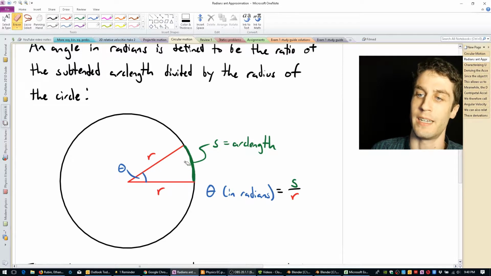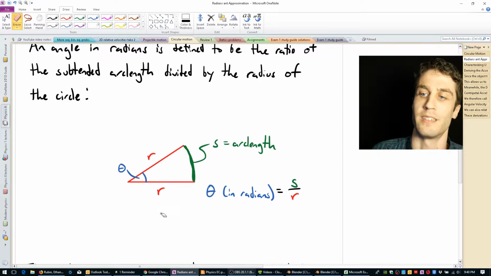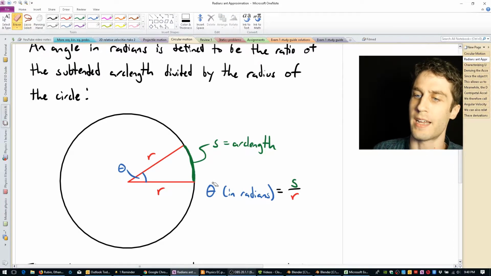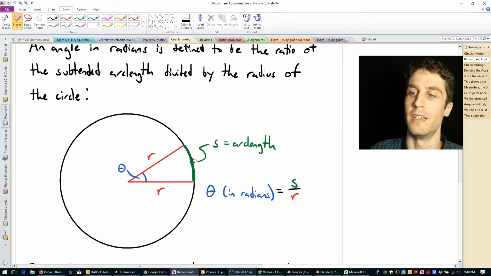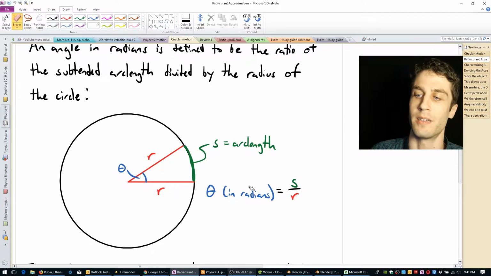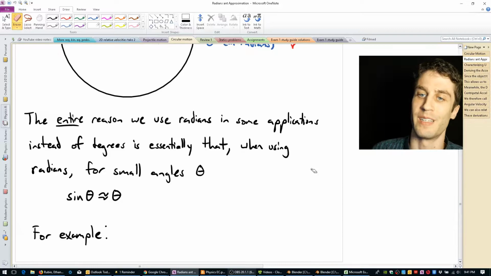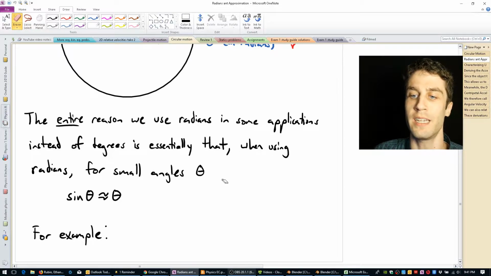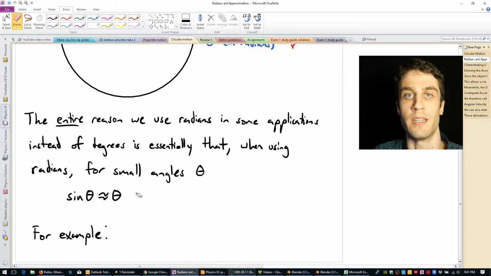It's in green, and it's just this portion of the circle. I can erase the circle, and you can maybe see it a little bit better. So here's just the arc length involved. The circle is radius r. I've drawn two radii here. And theta in radians is defined to be s divided by r, the arc length divided by the radius. So why radians? Well, the entire reason that we use radians in some applications instead of degrees is essentially that when using radians for small angles theta, sine theta is approximately equal to theta.